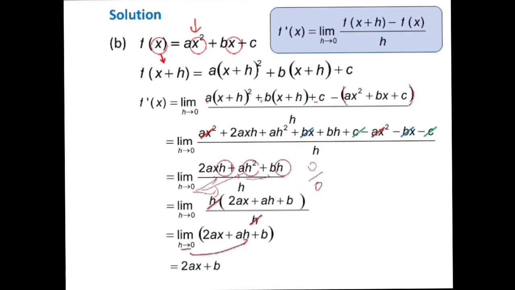Please do take note that here, the word lim still exists because we have not substituted in 0 into the h, and there is still an h term here. But once we substitute in 0 into the h, that's where the lim goes. So that will be your final answer.